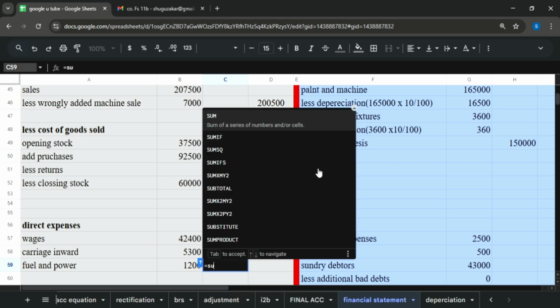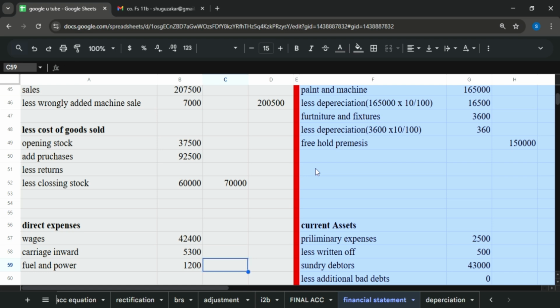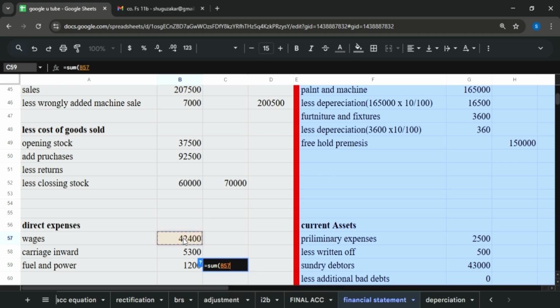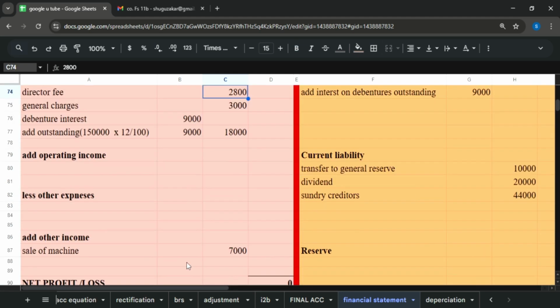Why is it not coming? Once again, we'll have to write. Okay, we will take their sum in this way. So guys, we have got the sum of these 3 direct expenses. It means we are now ready to calculate.